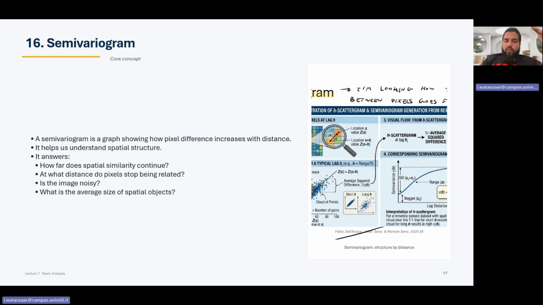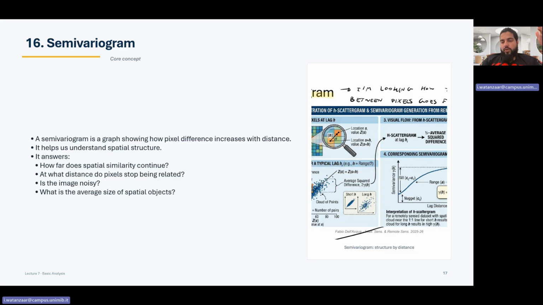So how are these semivariograms helping us understand the spatial structure? They answer how far the spatial similarity continues. They show, in the whole picture or the band, where the spatial similarity is available. At what distance do pixels stop being related? Where exactly is the spatial continuity stopping? First of all, they show till where it is, and then where it stops exactly.